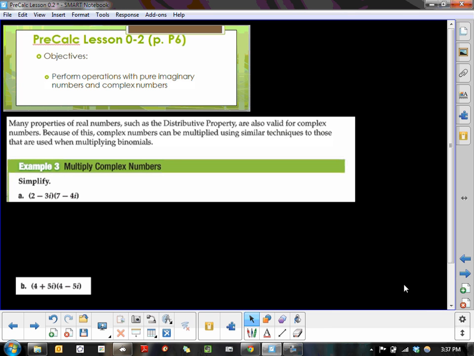Continuing on with our operations, we just handled addition and subtraction. We saw that was pretty simple. We just had to collect our like terms. Keep in mind with subtraction, you distribute and then collect like terms. Now we're going to tackle multiplying complex numbers.